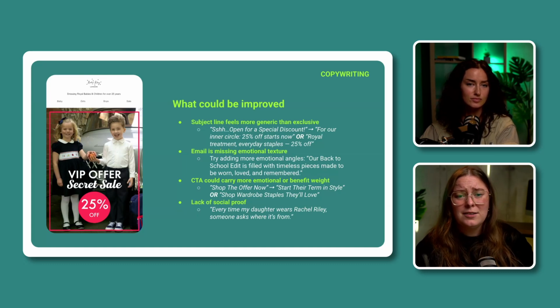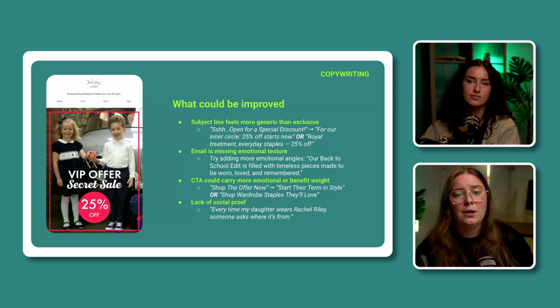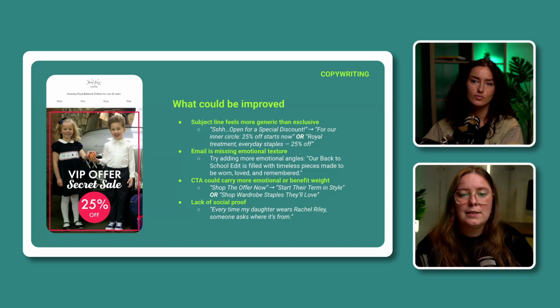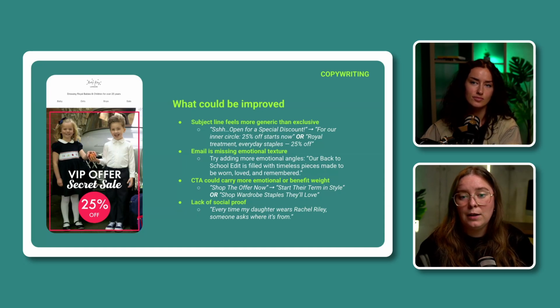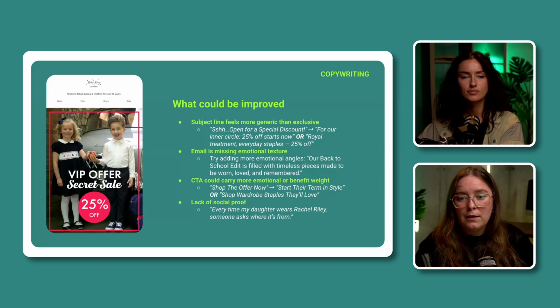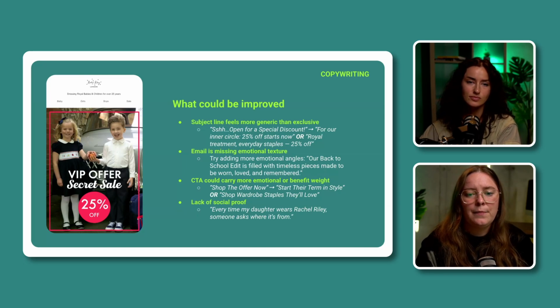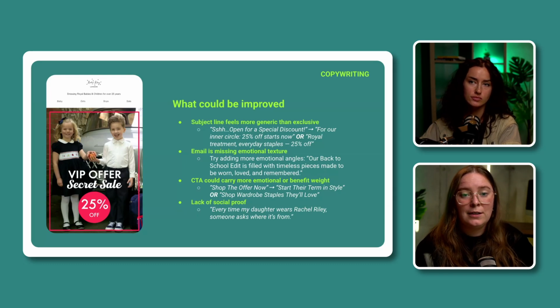So a smarter subject line here could be "For our inner circle, 25% off starts now," or "Royal treatment, everyday staples, 25% off." These keep the secret privilege framing, but feel more aligned with their brand voice and audience. Also, the email is missing emotional texture.